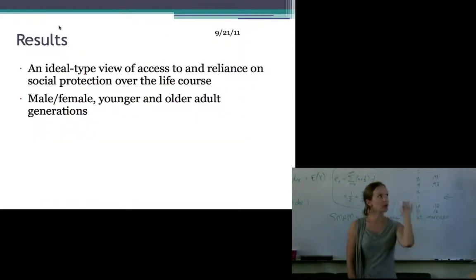So what I'm going to go through, this is my attempt to make this demographic, you can tell me whether or not I've succeeded, is sort of an ideal typical view of access to and reliance on social protection over the life course for these two generations, young women and young men, and older women and older men.